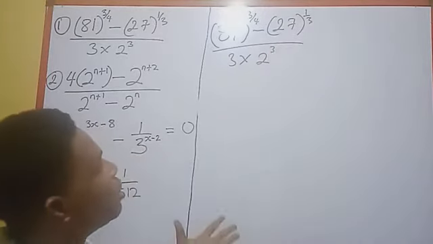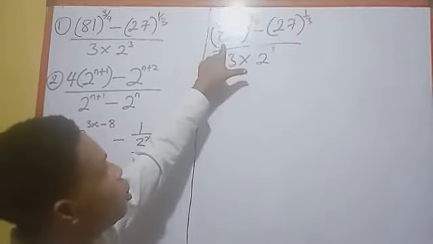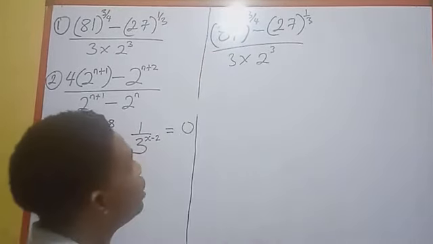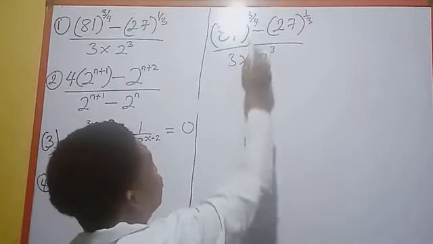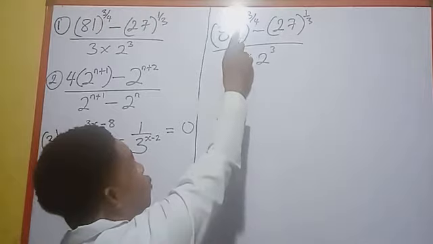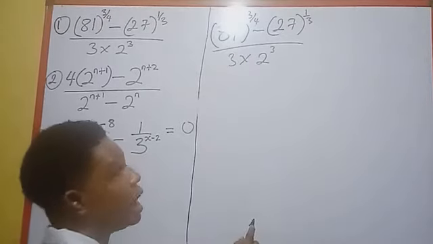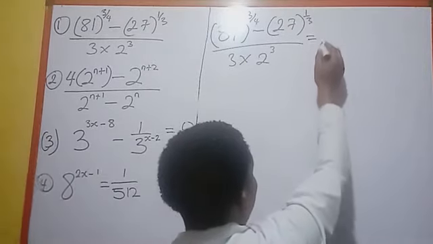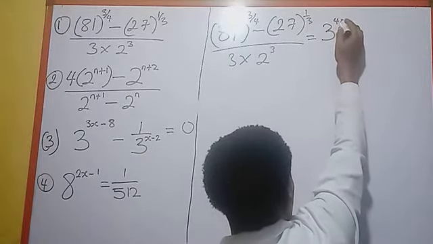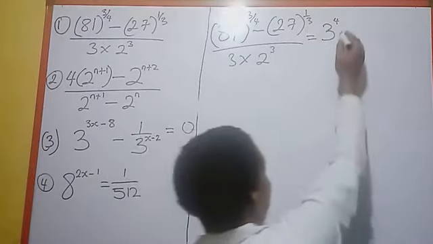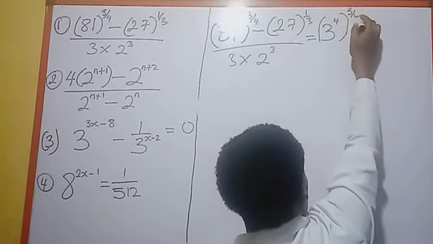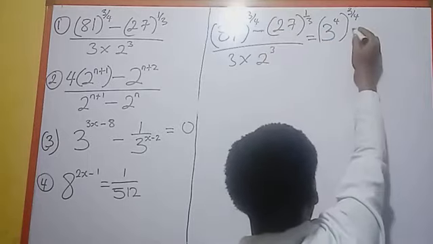Now, how do we express 81 in index form? You can see that the 81 is raised to the power of 3 over 4. Now, look at the denominator of the fraction. It's 4. So you will look for a number that you must raise to the power of 4 to get 81. And that number, we can say, is 3, because 3 raised to the power of 4 will give us 81. So I have broken it down into indices. So I still have 3 over 4. Then this minus, you put it there.